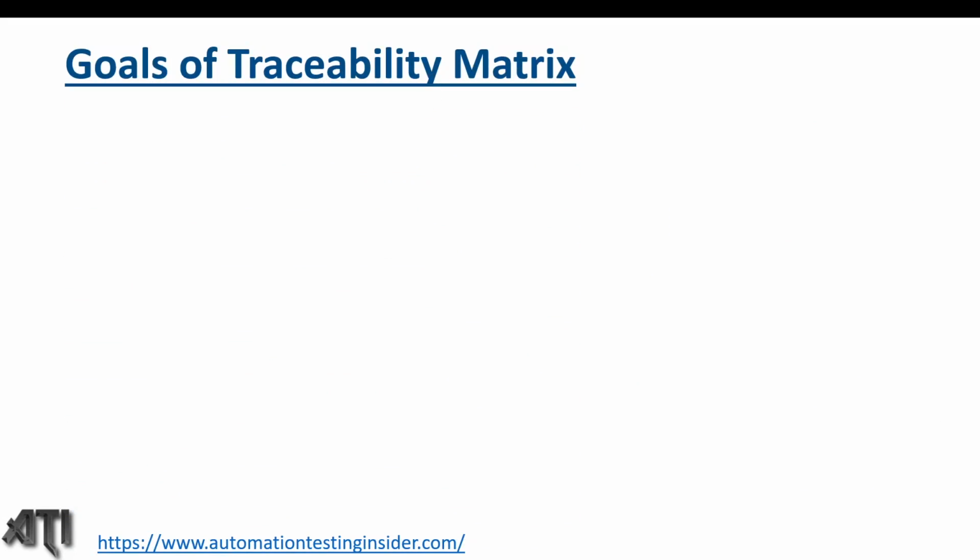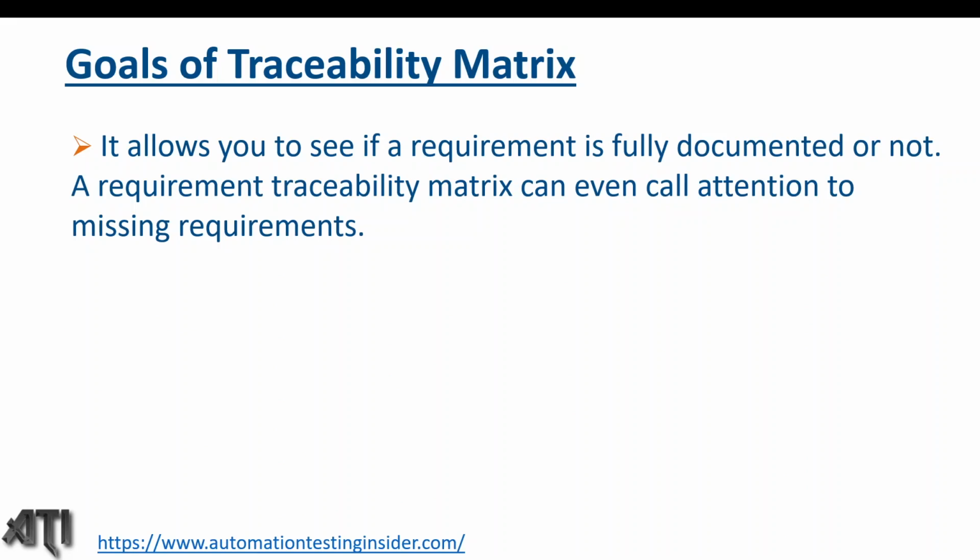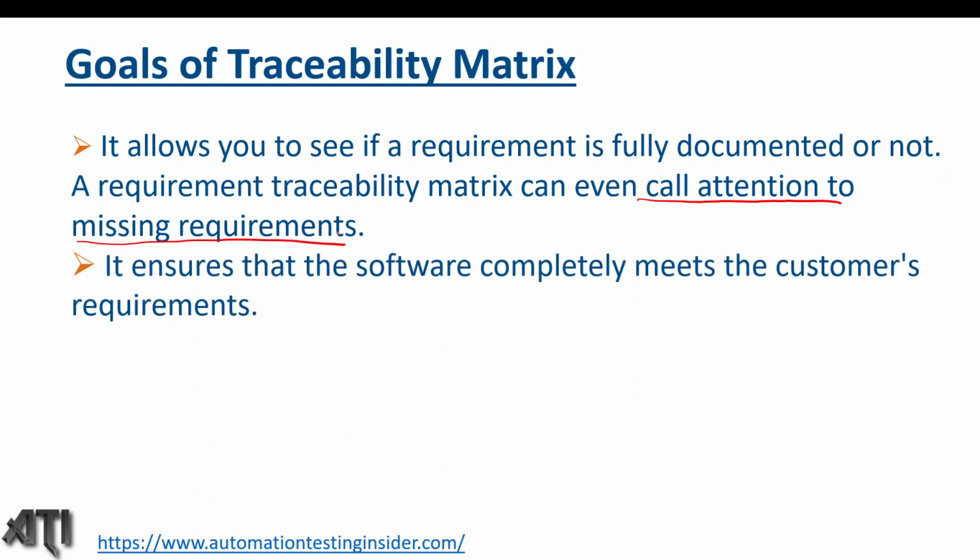So what are the goals of a traceability matrix? It allows you to see if a requirement is fully documented or not. A requirement traceability matrix can even call attention to missing requirements. It ensures that the software completely meets the customer requirements.